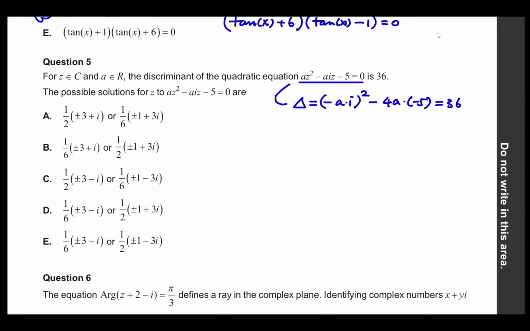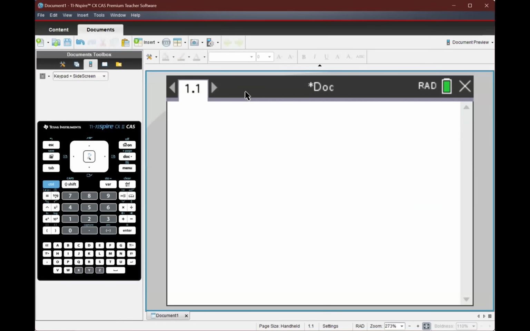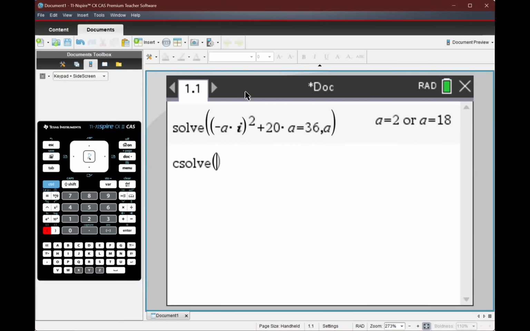And once we get the a value, we put this back and use the CAS calculator to solve for the values of z, okay? So I'll do a quick demo here. First, we will use the solve button: minus a times i squared plus 20a equals 36, comma a. So you should be able to get a equals 2 and a equals 18. Now remember, with the TI-Nspire, you need to use the solve button, complex solve.